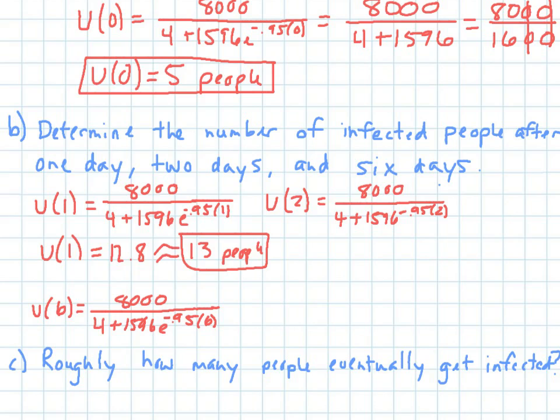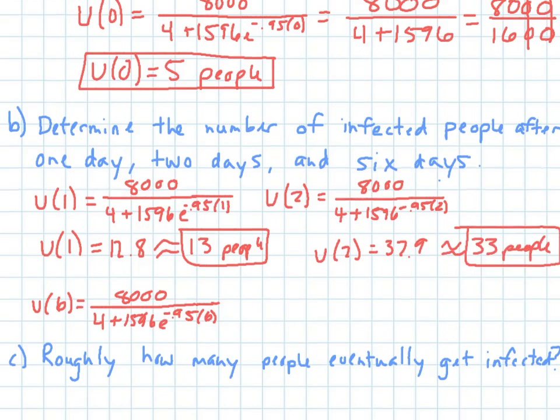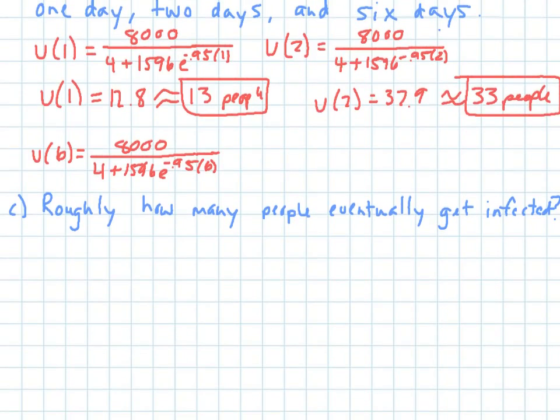For 2, you would say 32.996. That rounds up to 33 people. Okay, and then for 6, you would get 856.5, which would round up to be 857.